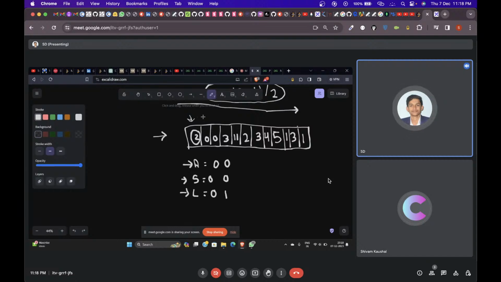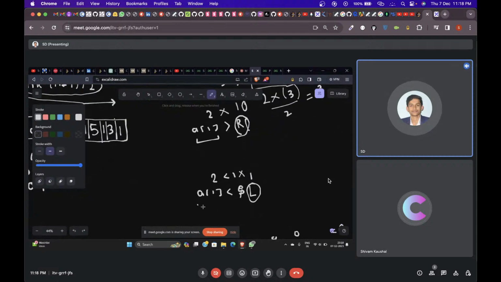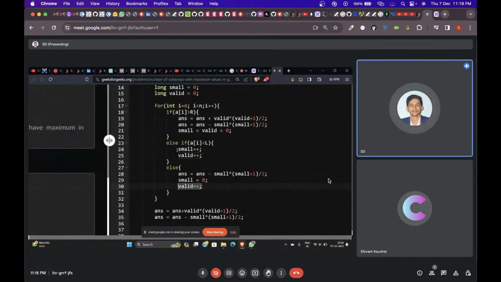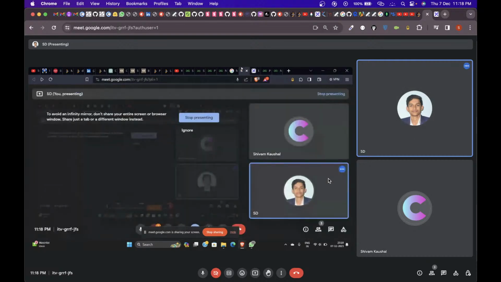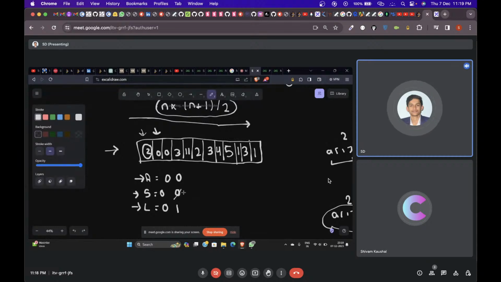Then we are going to move toward the second element. Then here we can see that the given element, if we follow it carefully, is actually following the second condition, that is 0 is smaller than 1. And if this condition is applied, then the second thing that we have to do is increment the value of small and increment the value of valid. The thing that I am going to do in this case is increment the value of small, which will become 1, and increment the value of valid, which will be 2.